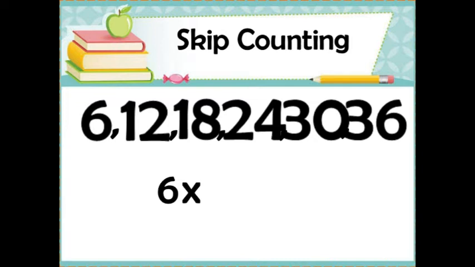So we are just going to write again number 6 and then the equal sign. For us to know the answer of 6 times 6, you have to look at the skip counting at the top. The last number in our skip counting is the answer. So we have there 36. So again, 6 times 6 is equal to 36.